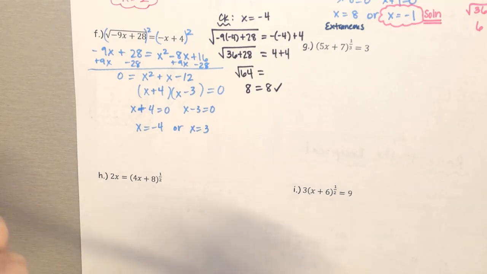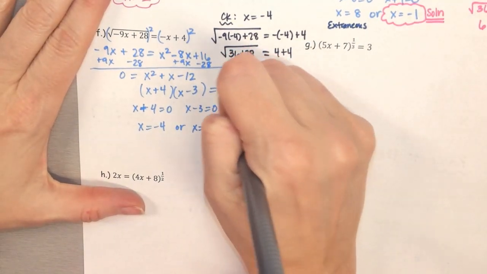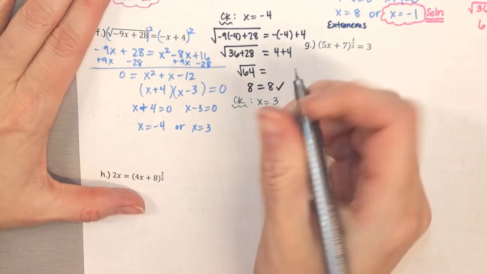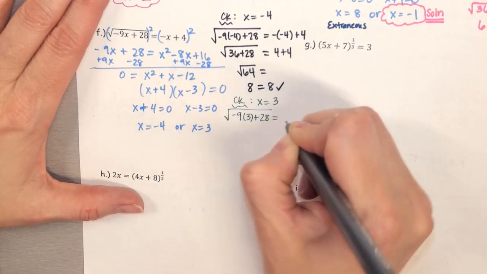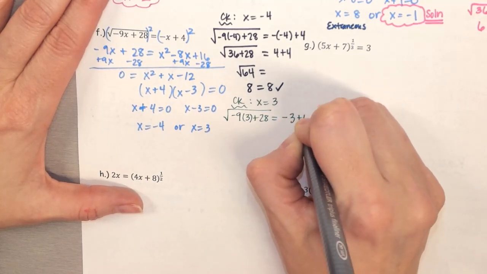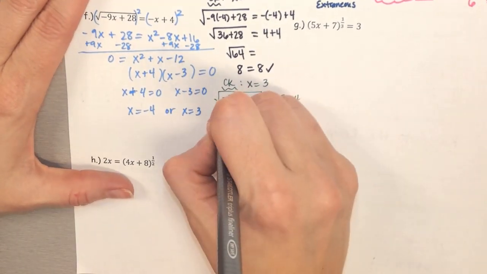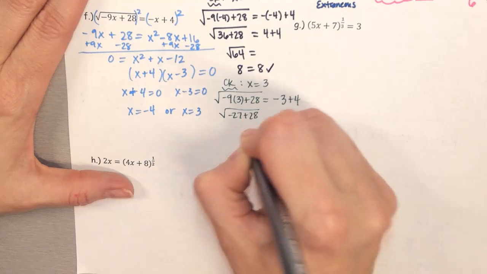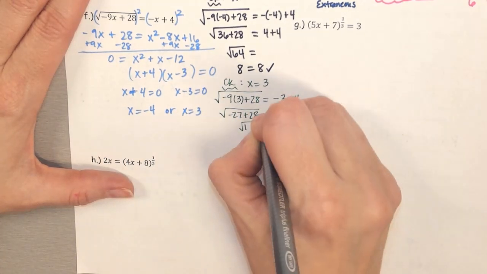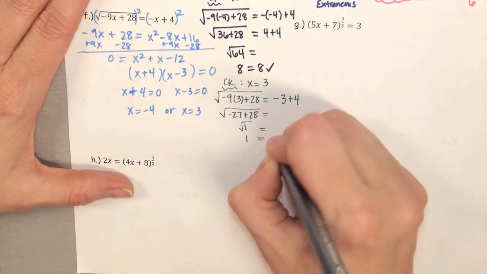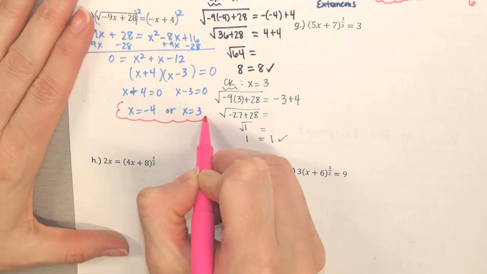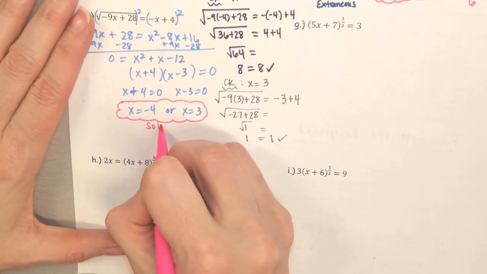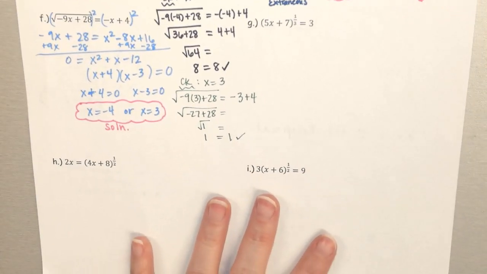All right, and then I'm also going to check for x equals 3. So again, my first step is just -9 times 3 plus 28 equals -3 plus 4. So when I do that out, I have -27 plus 28, which is the square root of 1. The square root of 1 is 1. So you do get 1 equals 1 here. So if they both check, your solution is going to be both of these. So your final solution will be x equals -4 or x equals 3.